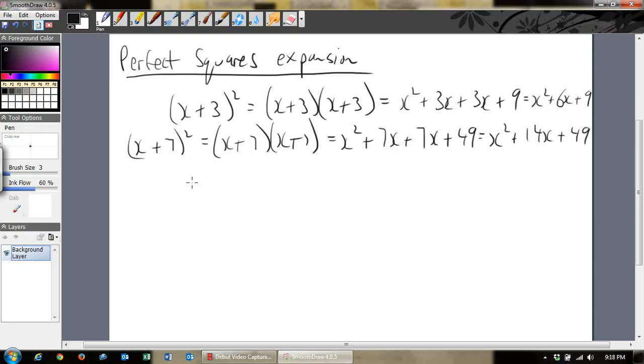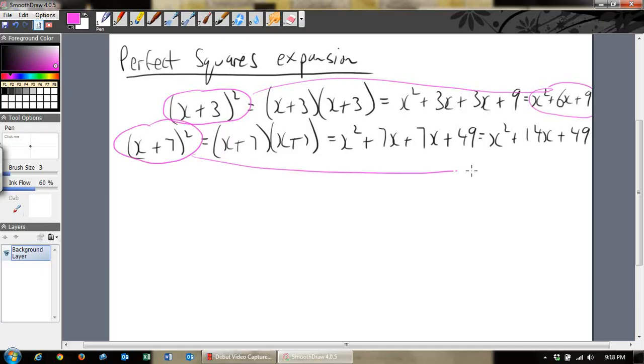Okay, let's just have a look at what is the connection between this and this. What's the connection between this and this? I wonder if you can see the difference. Okay, see what it is. In general, if you have x plus a and you square it, what you get is this. You get x squared out the front. Okay, whatever the first term is squared.